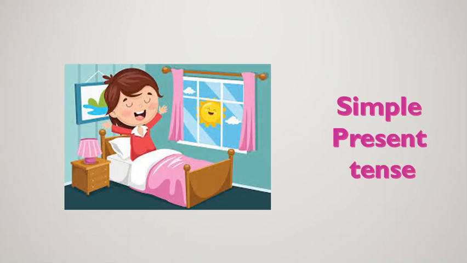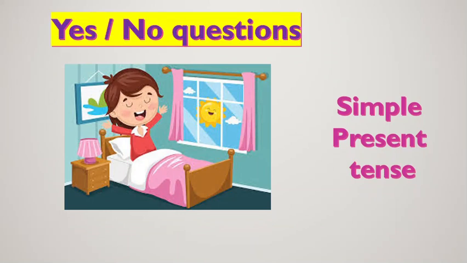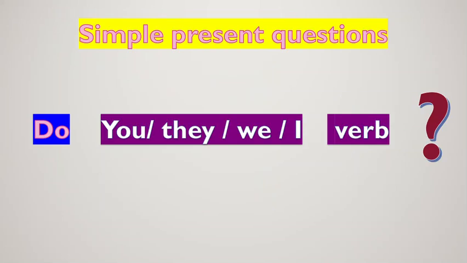Simple present tense, yes-no question. To make yes-no question, again we use do and does. Do, you, they, we, I plus verb. So to make question, we need do, for subjects you, they, we, I plus verb.